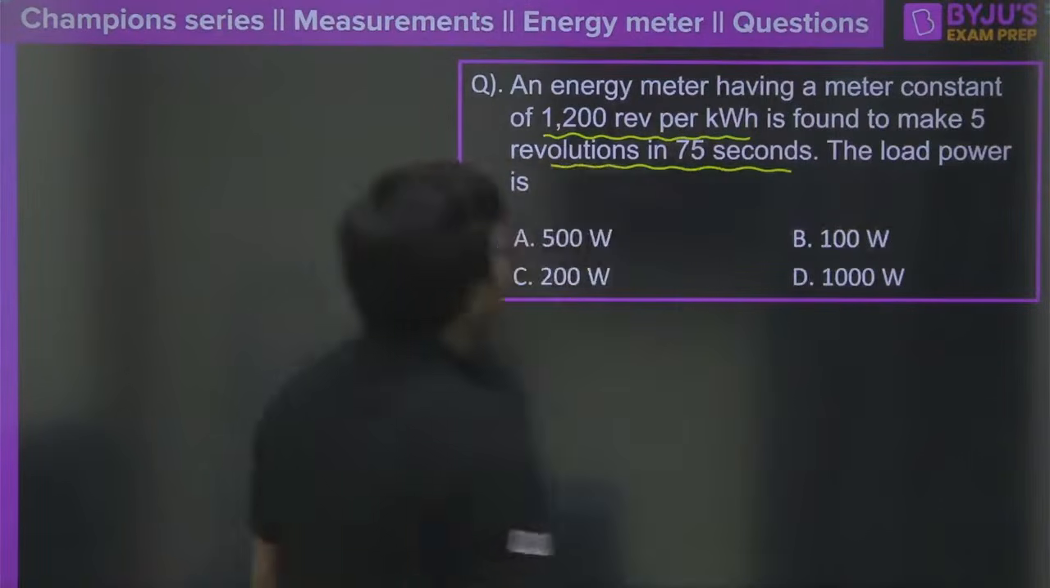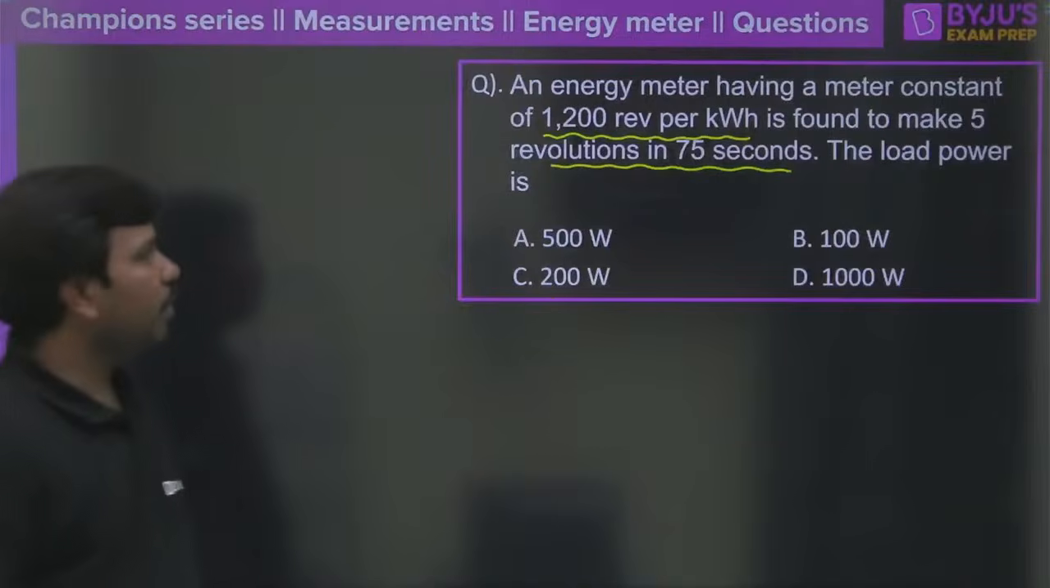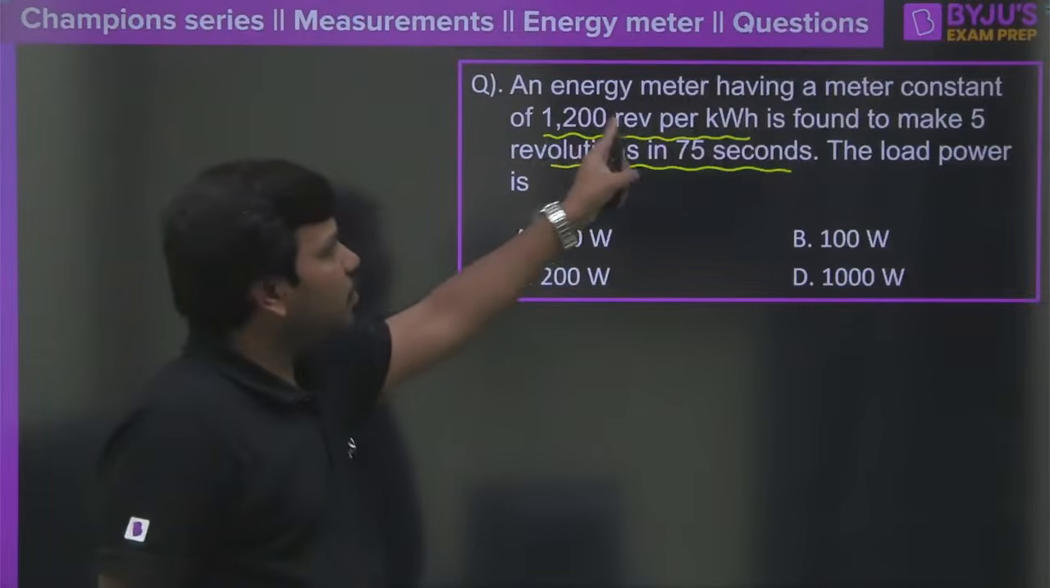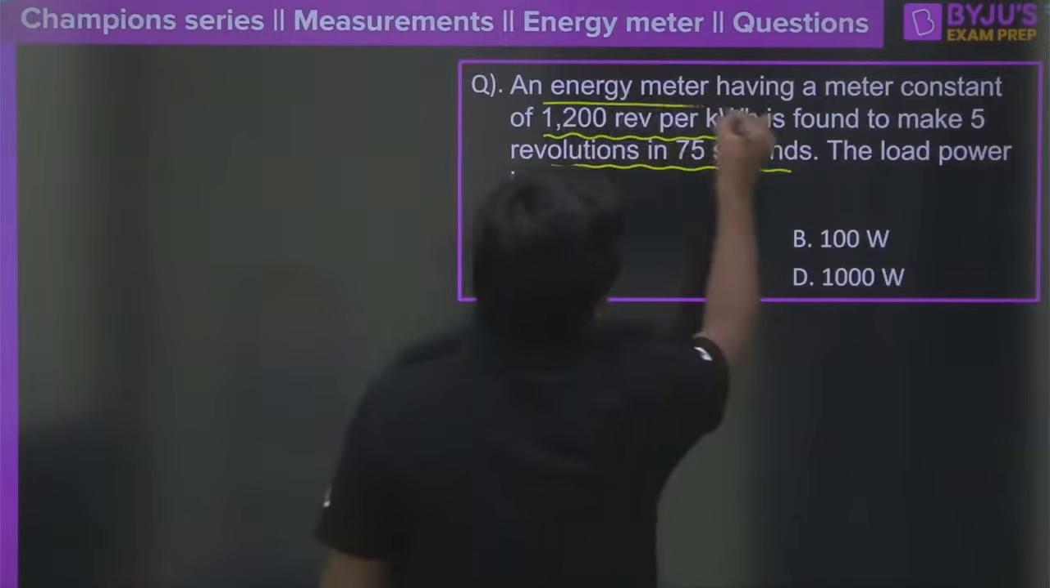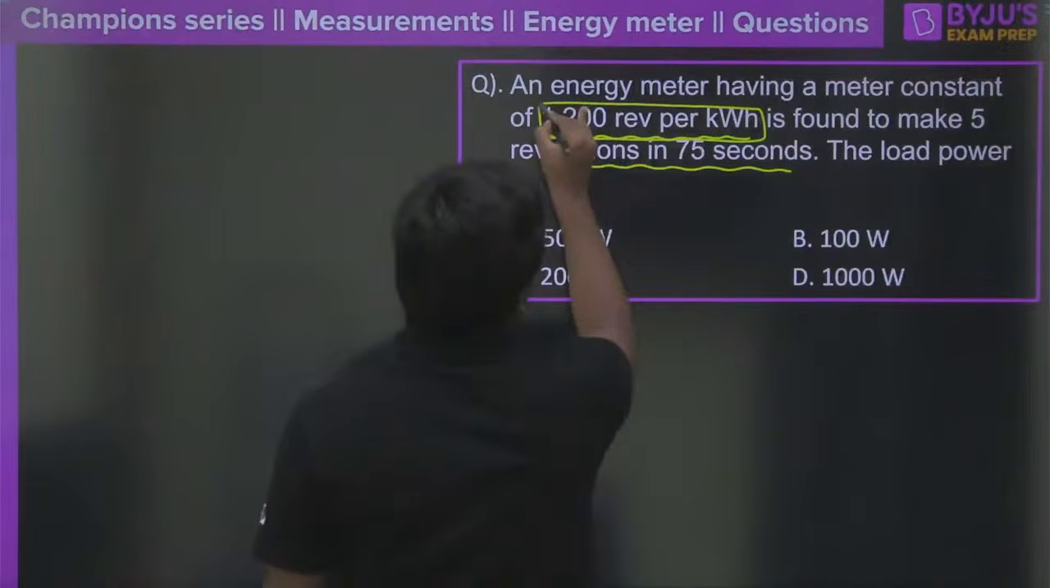The load power is dash. Clear? The load power is dash. So 1200 revolutions per kilowatt hour. Whenever these kinds of questions are given, take the data here first and feel confident.